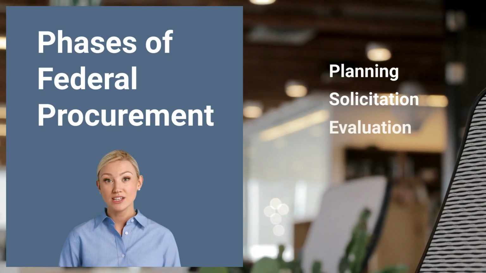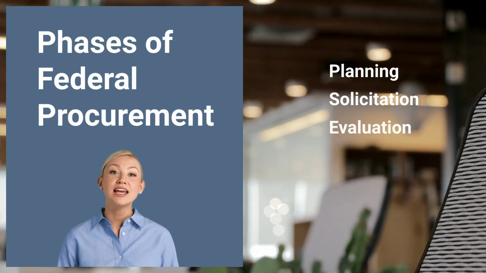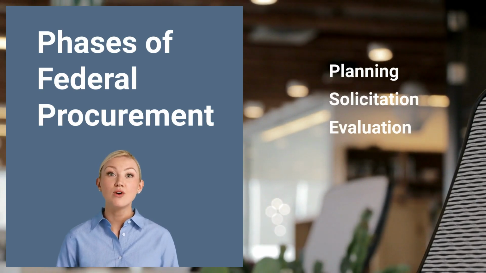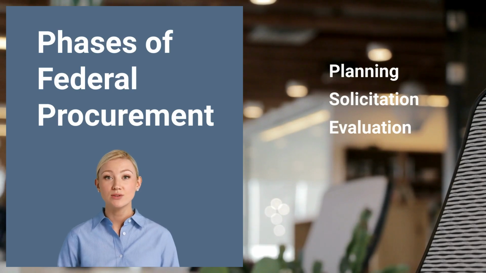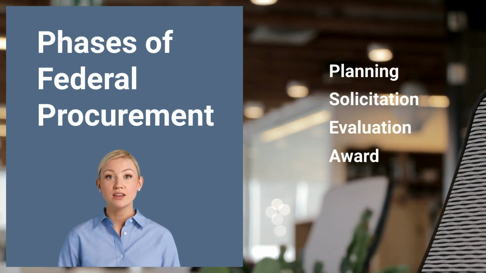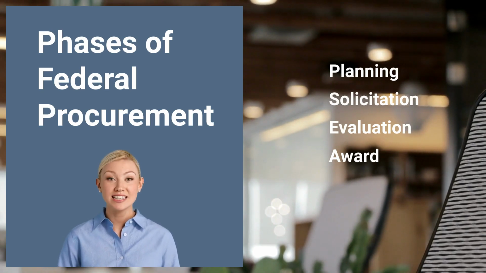Phase 3 is evaluation. This is when the government receives and reviews the proposals or quotes from the vendors. The evaluations are a formal process, but keep in mind that the government is allowed to conduct discussions or negotiations with some vendors, if needed. Phase 4, award. The government selects the winning vendor based on the evaluation results. All bidders are notified of the award decision.